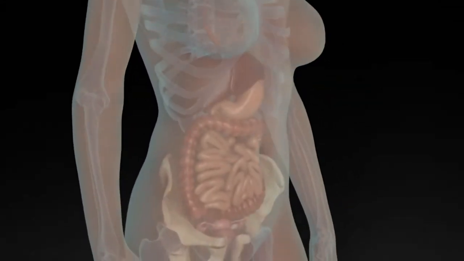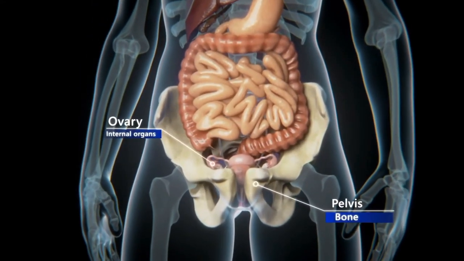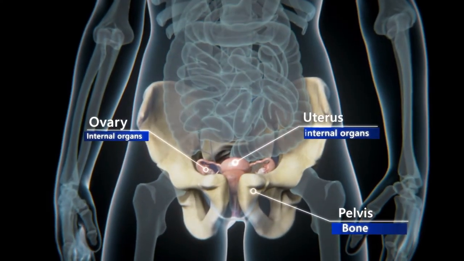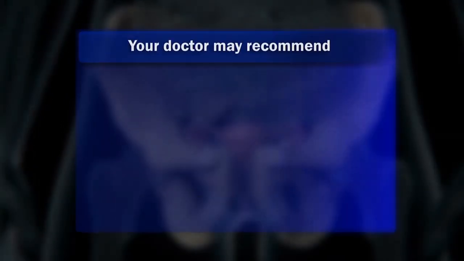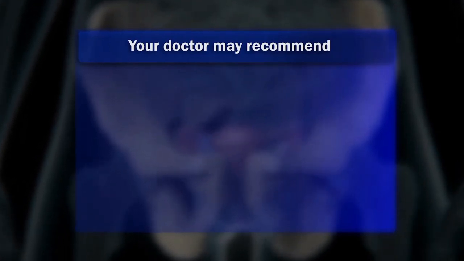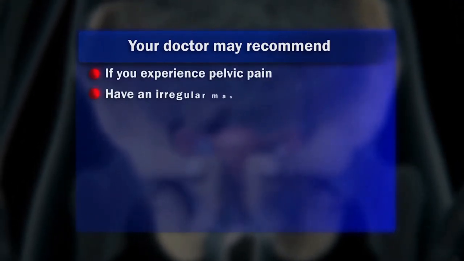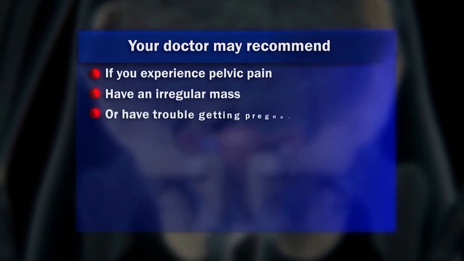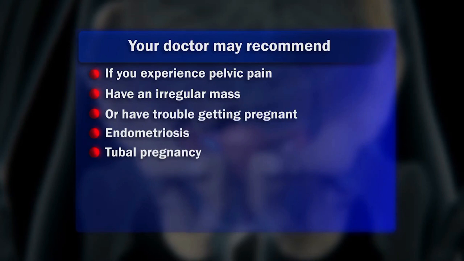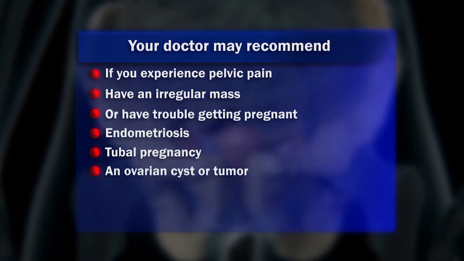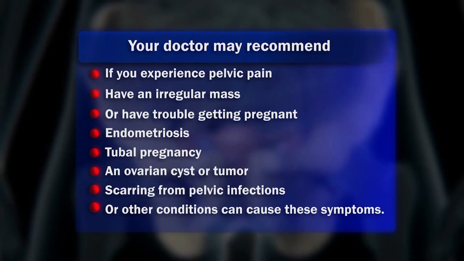Diagnostic pelvic laparoscopy is used to examine the internal organs of the pelvis to identify specific problems. Your doctor may recommend a diagnostic pelvic laparoscopy if you experience pelvic pain, have an irregular mass, or have trouble getting pregnant. Endometriosis, tubal pregnancy, an ovarian cyst or tumor, scarring from pelvic infections, or other conditions can cause these symptoms.